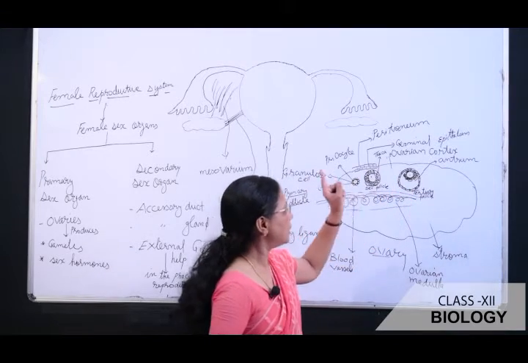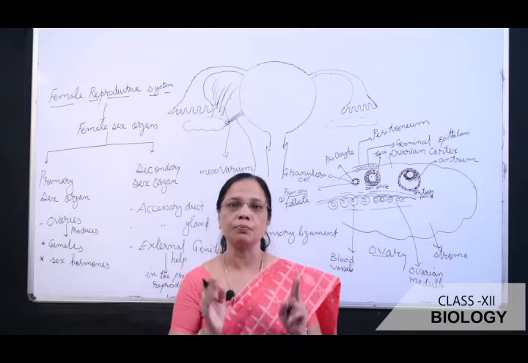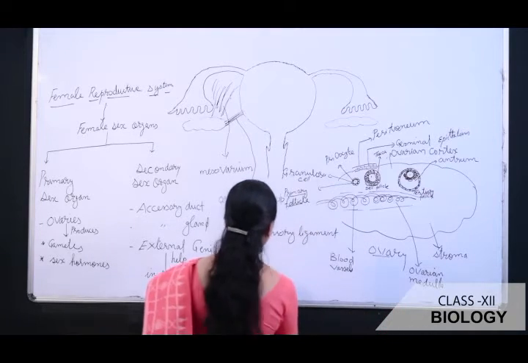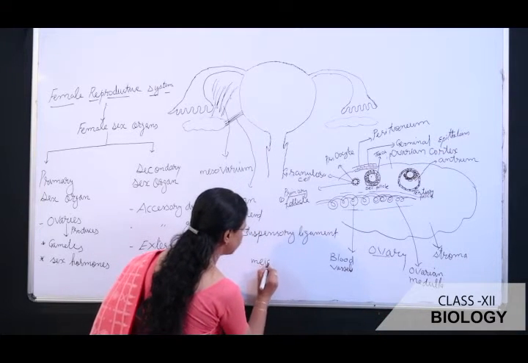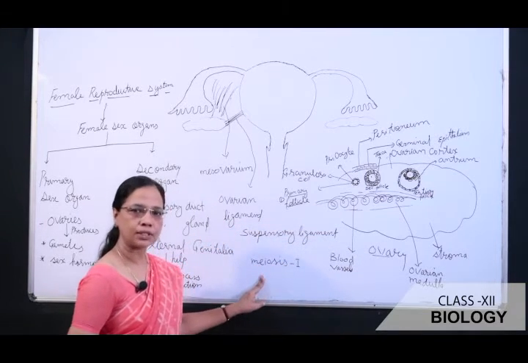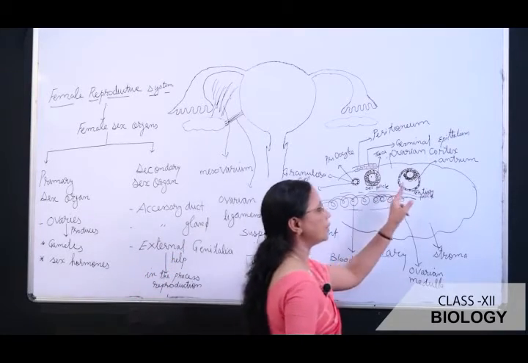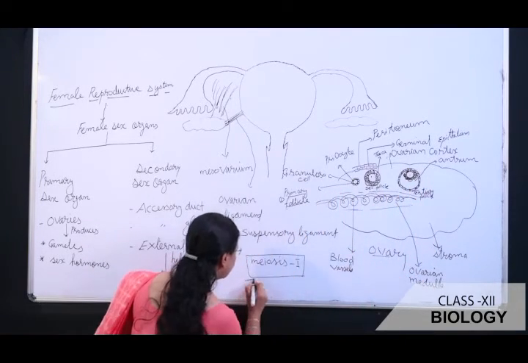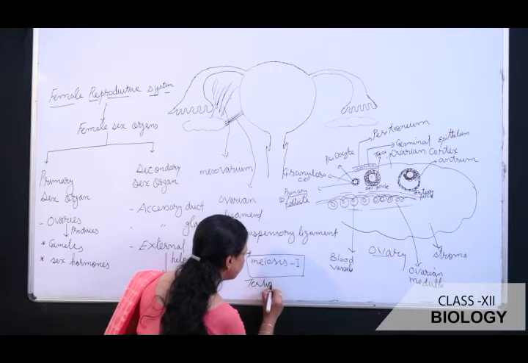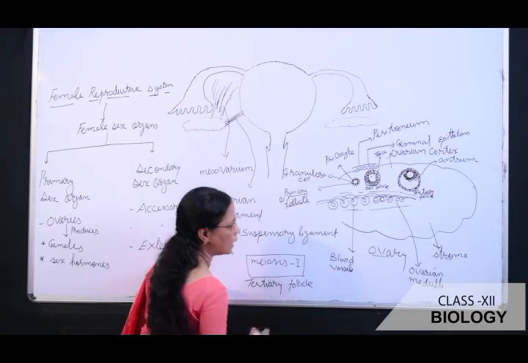In this stage, that is in the tertiary follicle, primary oocyte completes its meiosis 1. What do you mean by meiosis 1? You have studied meiosis is a reductional division. It is having two stages. The first meiosis 1 is completed over here in the tertiary follicle. So first meiosis is completed.